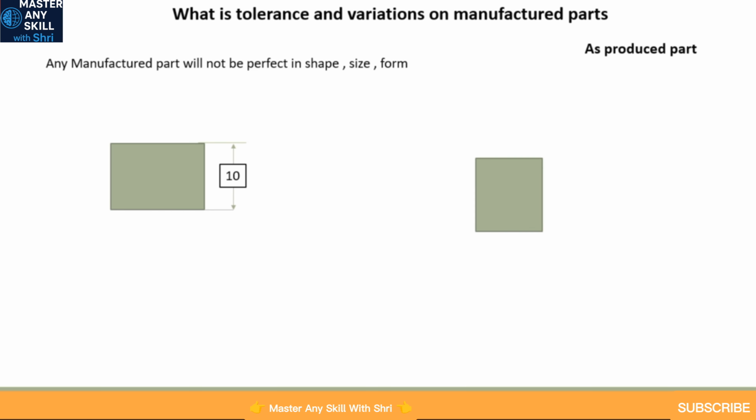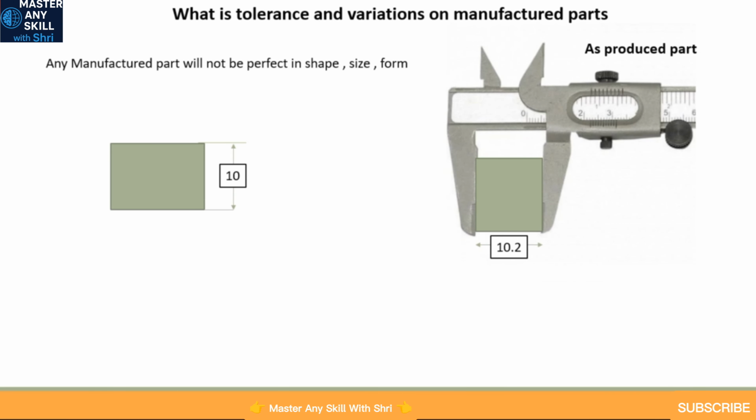So any part which you manufacture based on a process will not be perfect in its shape, size or form. Let's say you have a block and you're designing the block to be 10 mm dimension in width. So this is the design dimension, which is 10 mm, also called the nominal dimension, and then you take it for manufacturing. So the block is manufactured. Consider this to be the block which is coming out after manufacturing as produced part, and then you measure it with a vernier caliper. You measure the width.